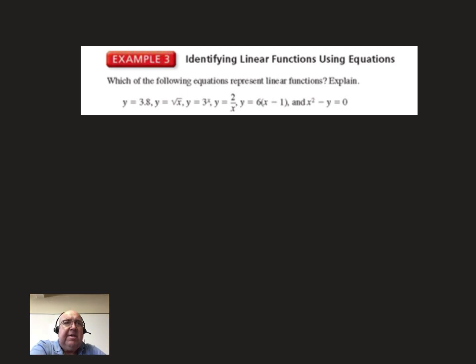When we look at equations, we're going to look for some structure. First off, y equals 3.8. Basically, that's going to be a horizontal line. Remember, any line that's non-vertical is a linear function, so y equals 3.8 is linear.